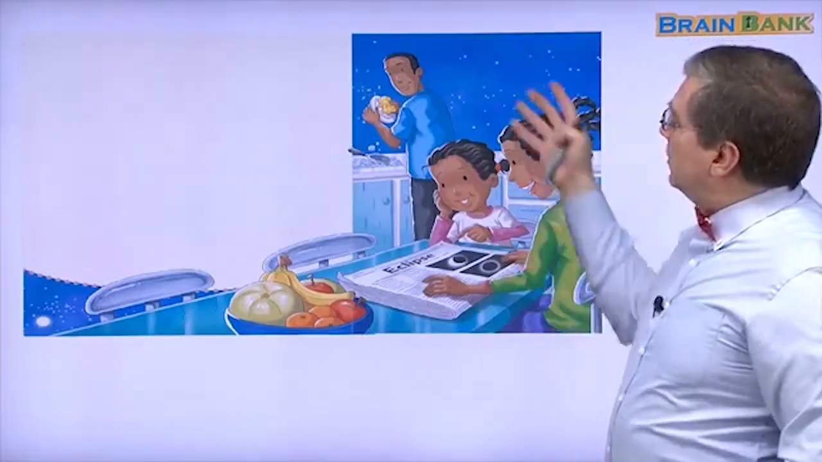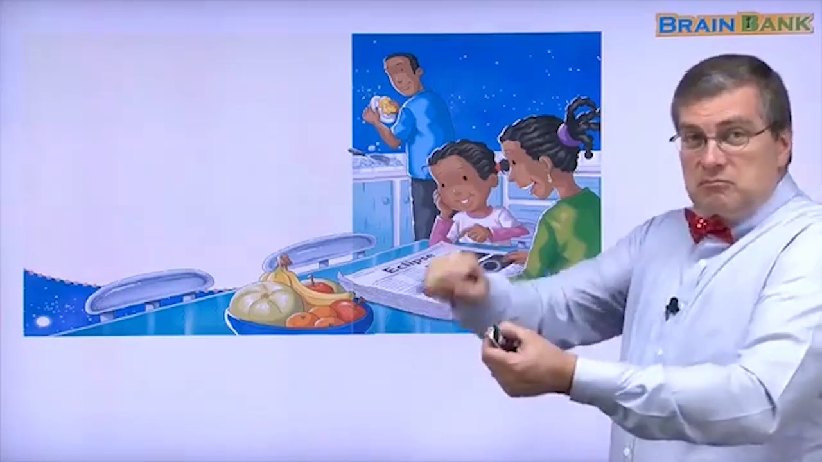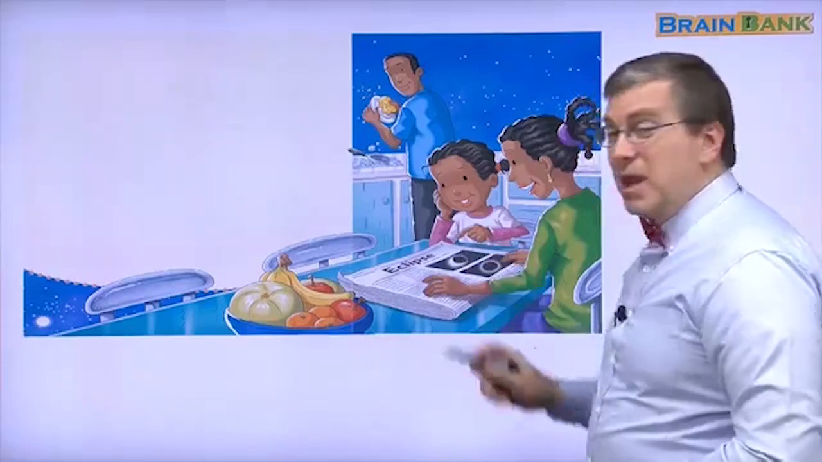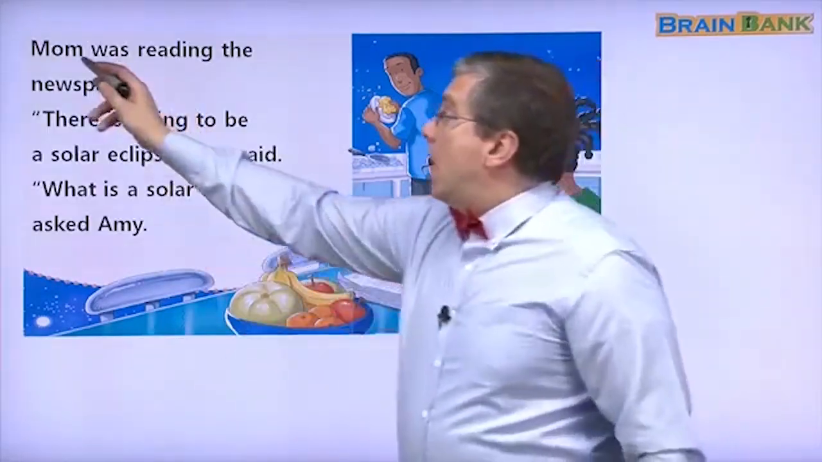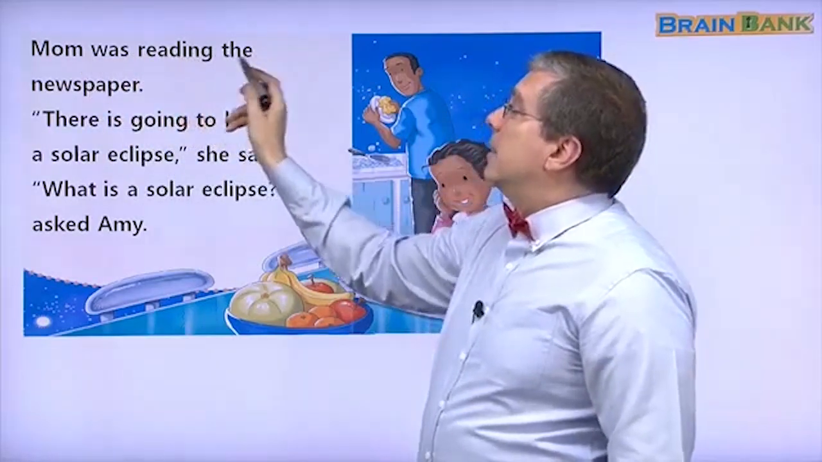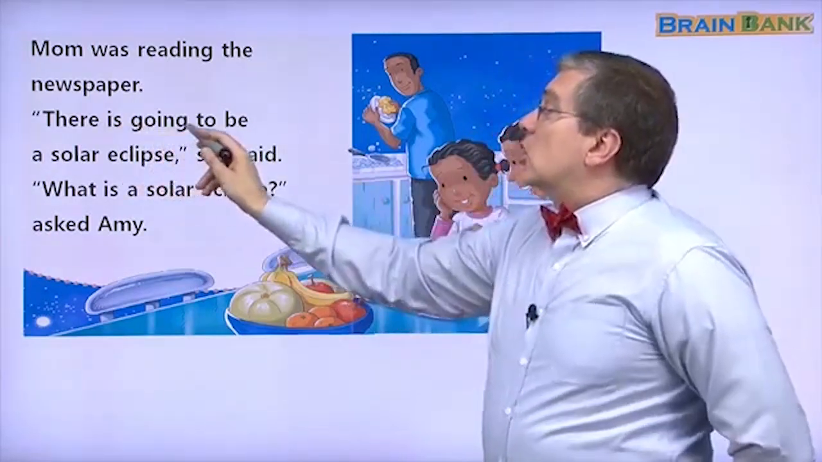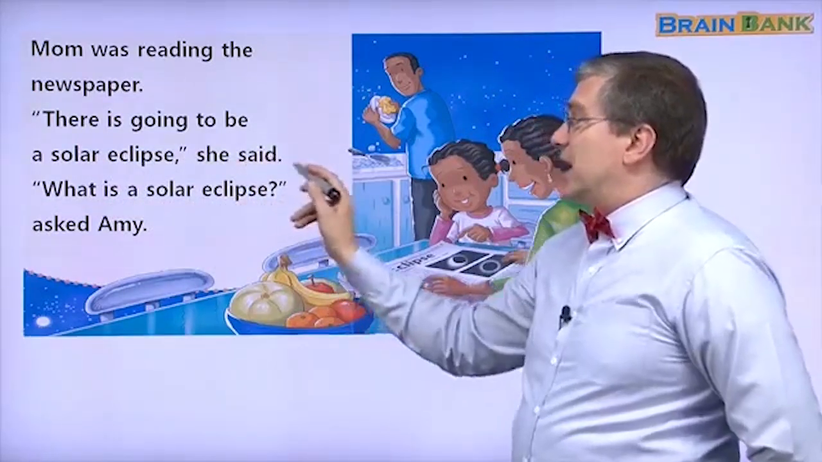Okay. What do we see here? It's 아침에, right? They've just finished breakfast. Dad is washing the dishes. Mom has a newspaper. And the little girl is looking at the newspaper. Let's read together. Mom was reading the newspaper. There is going to be a solar eclipse, she said.